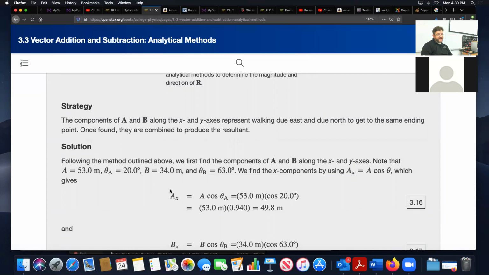So the x component of A is the magnitude of A, which is 53 meters, times the cosine of the angle of A, which is the cosine of 20 degrees. That's just numbers. You just crank them out.